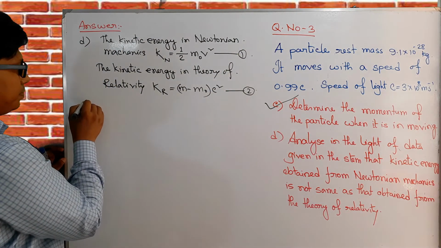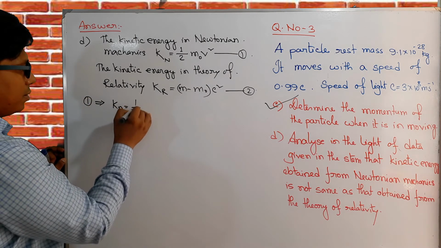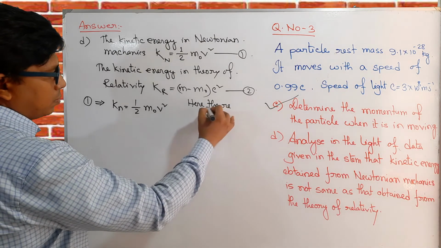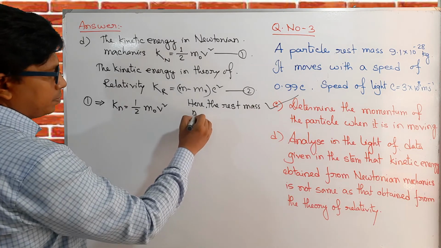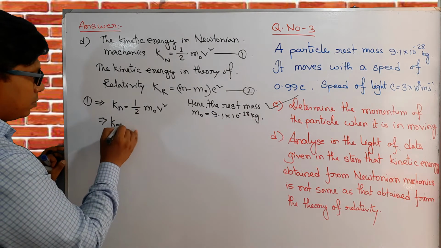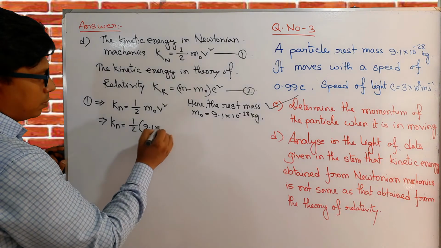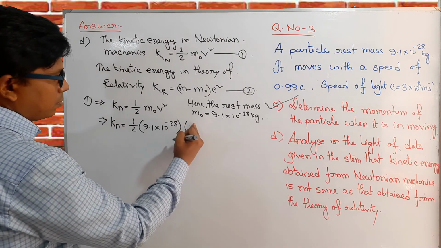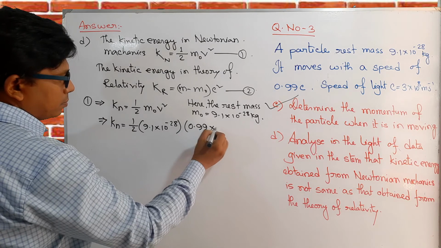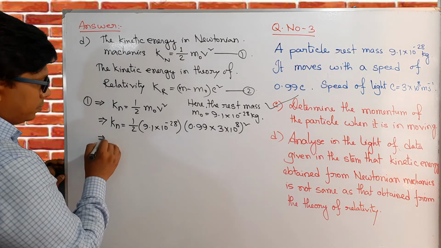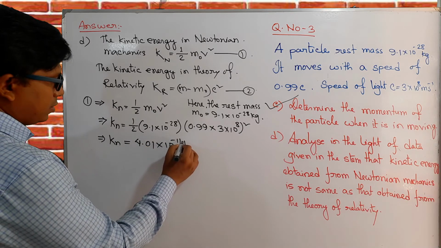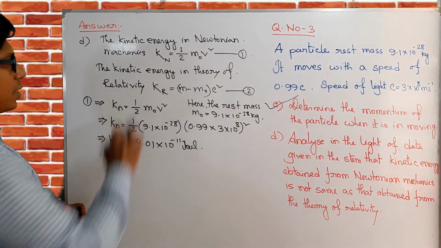So after using the first equation, K naught equals half m naught v square, with the speed 0.9 c, the value from calculation is 4.01 into 10 to the power minus 11 joule. This is the kinetic energy in Newtonian mechanics.